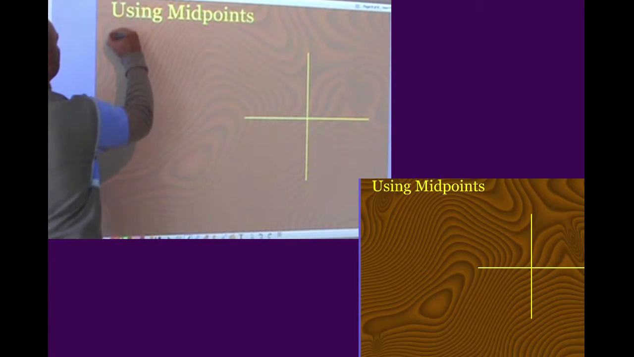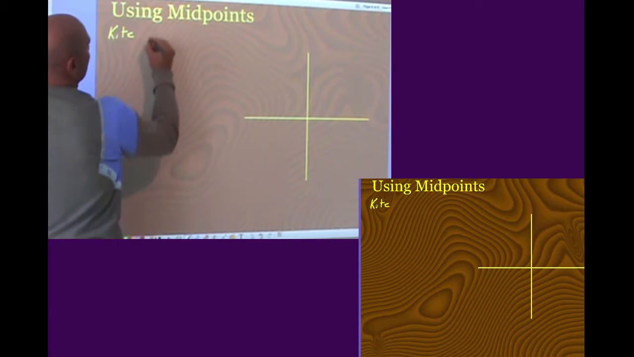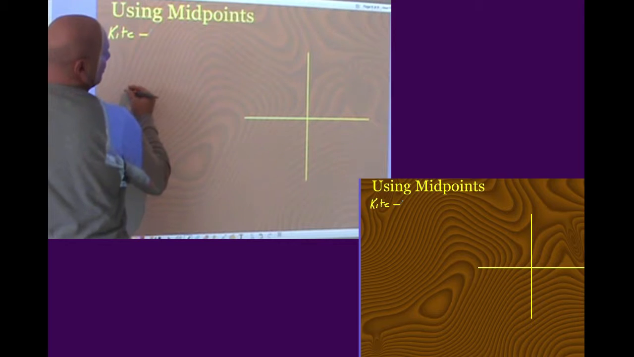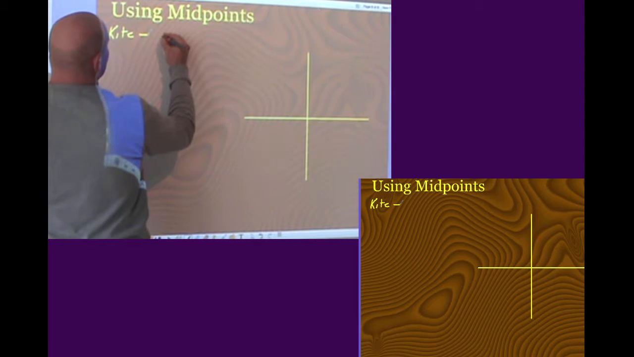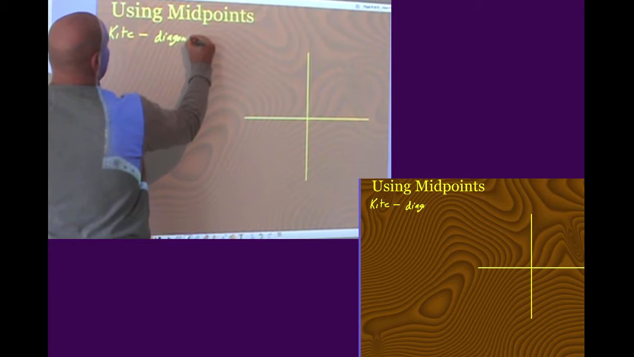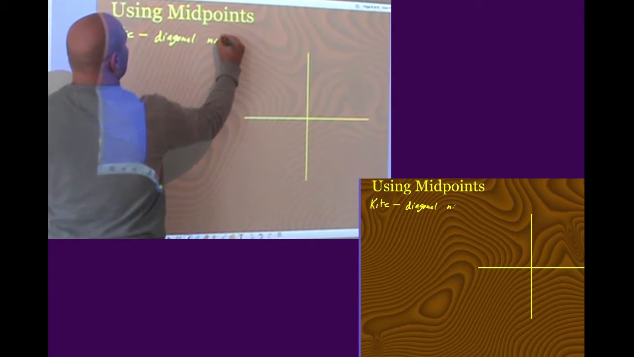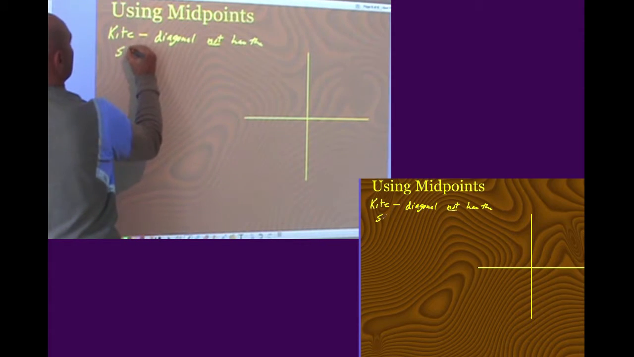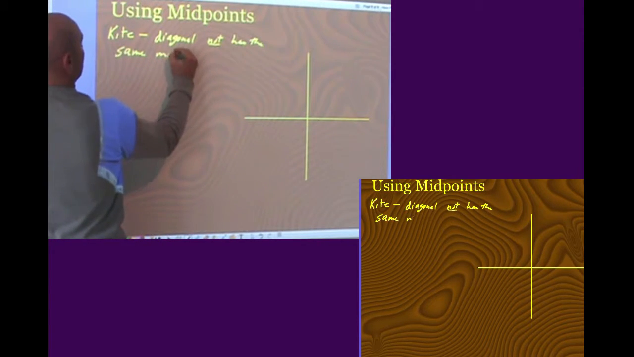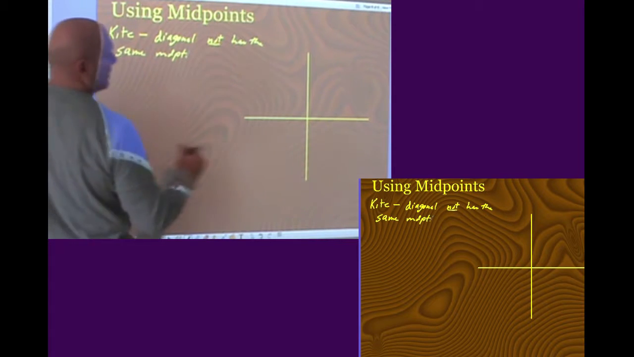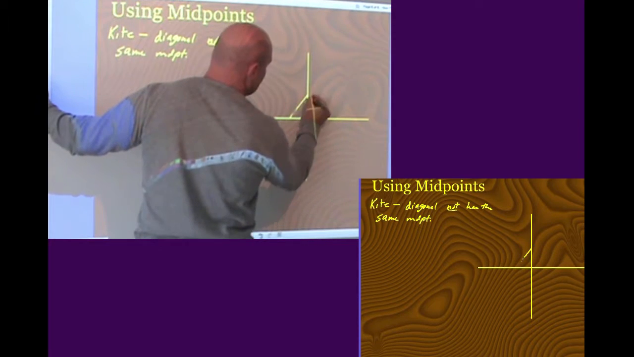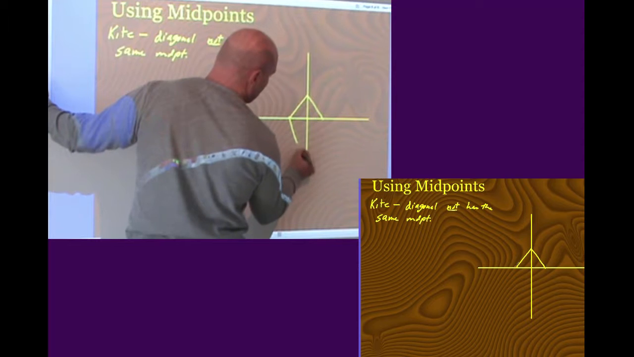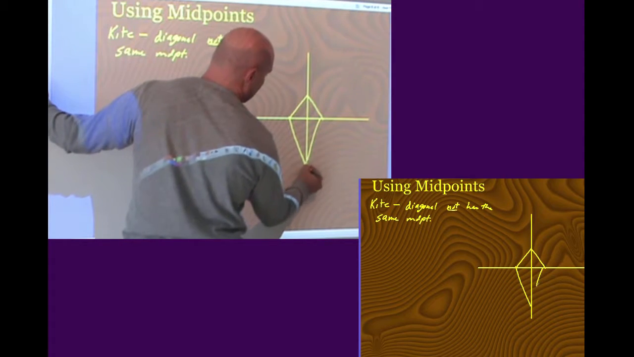Let's do something different. Let's say we have a kite this time. And on the kite, I want to show that the diagonals do not have the same midpoint. Let's get us a kite first. A kite is an even shape in one direction, but not the other.